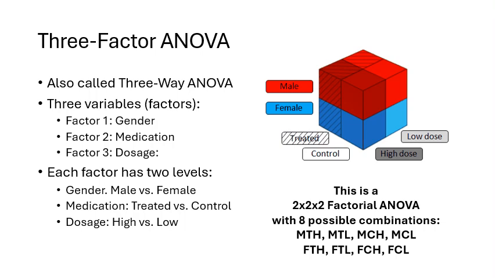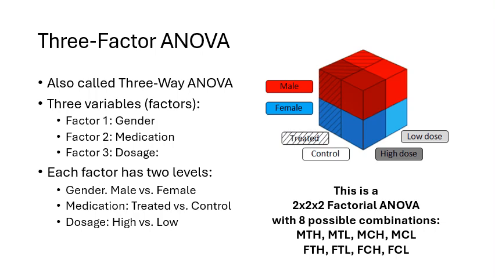We can have a 3-factor ANOVA. We would call it a 3-way ANOVA. And 3 variables we would call factors. So we could have gender as factor 1, medication as factor 2, factor 3 could be dosage. We can see that we lay this out in 3 dimensions. We can no longer lay it out in that flat square grid because we're now multiplying these 3 variables.